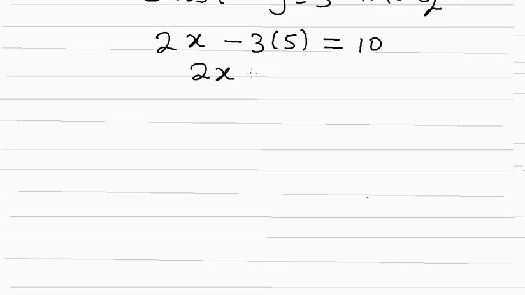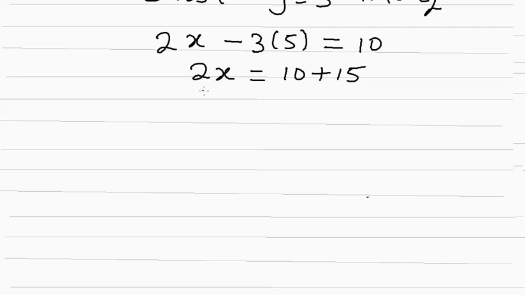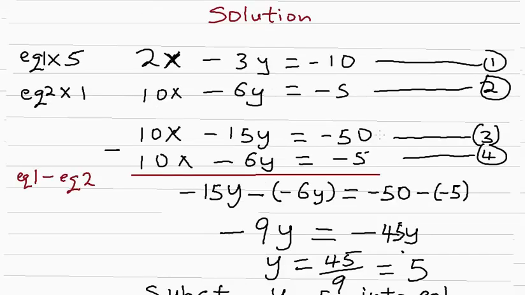Okay, so if I take it to the rest of the equation, I'm going to have 10 plus 15. See if I'm not mistaken. Am I mistaken? No, I am not. All right, so 2x now is going to be equal to 25. So x is going to be equal to 25 divided by 2, which is going to be 12.5. As simple as that.